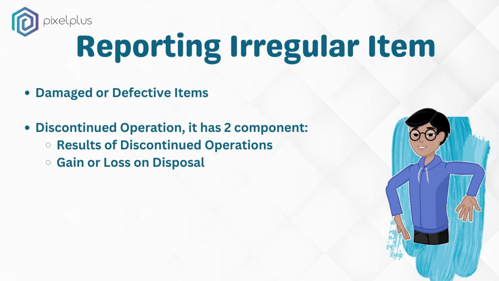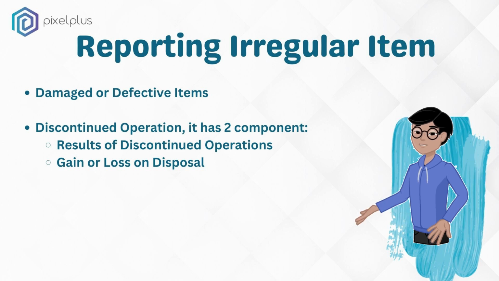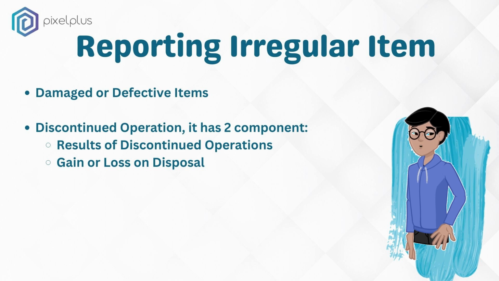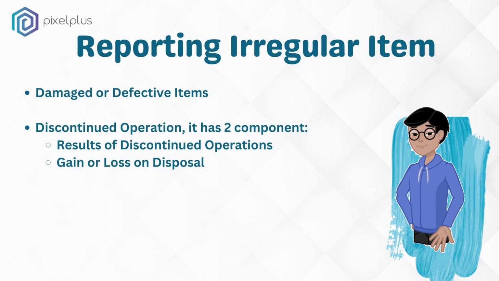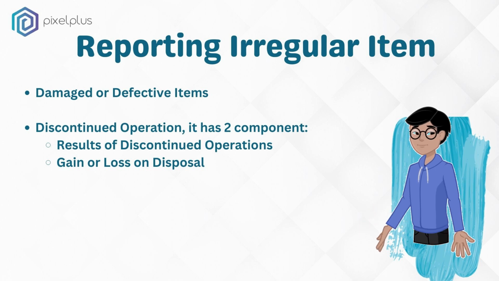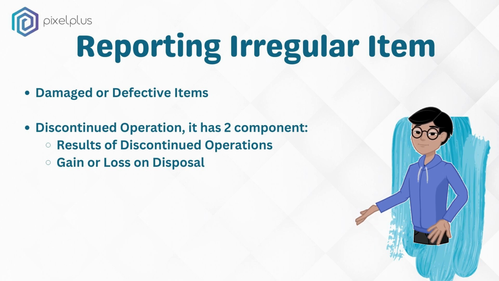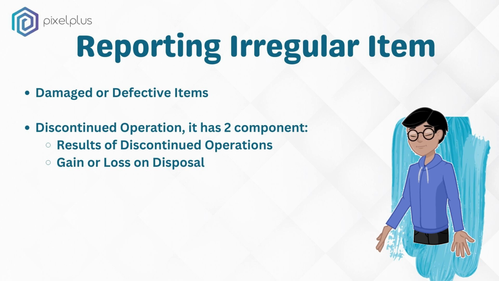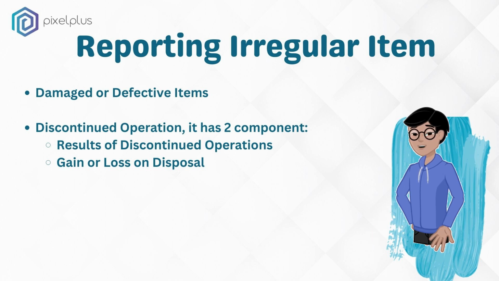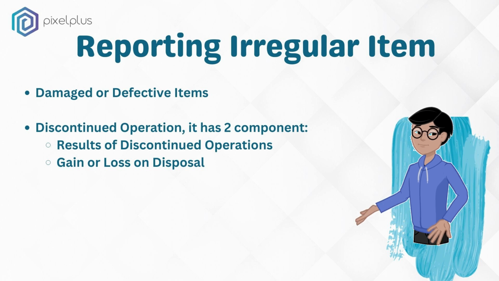goods sold as a separate line item, and if the losses are significant, reporting these involves writing down the inventory to its net realizable value, which reflects the lower of cost or market value. The loss from damaged or defective items is recognized in the period it occurs, and it is clearly disclosed in the financial statement to provide transparency about its impact on profitability.